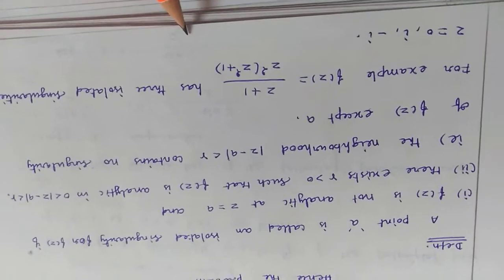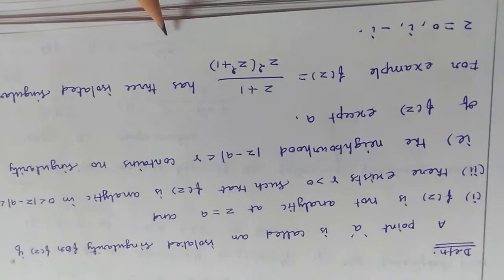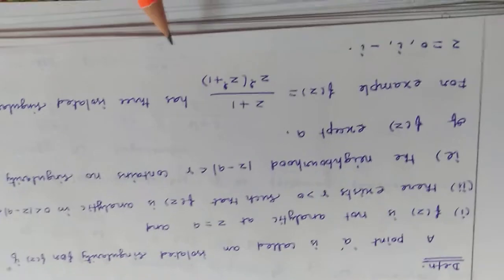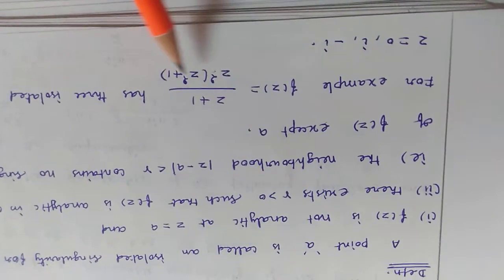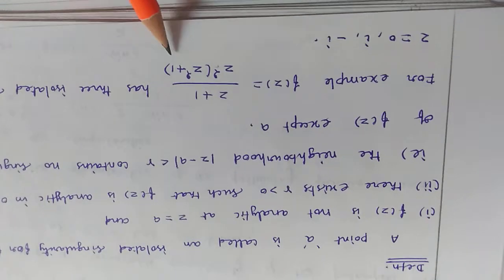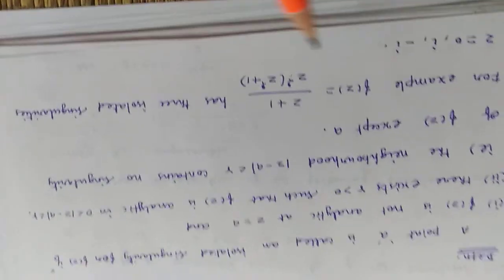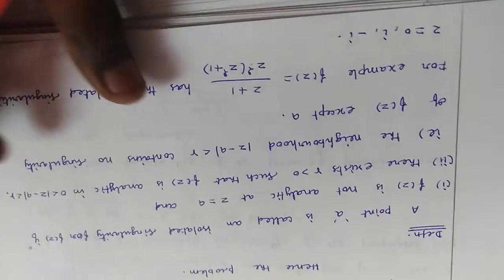That is, when the denominator value becomes 0, then the point is called a singular point. That is, z equal to 0 is a singular point, and z square plus 1 equal to 0, which implies z square equal to minus 1, that is z equal to plus or minus i. Therefore the function f of z has three isolated singularities, namely z equal to 0, i and minus i.